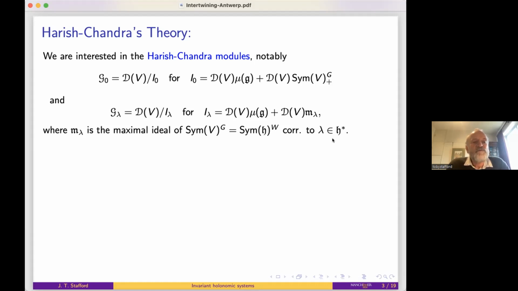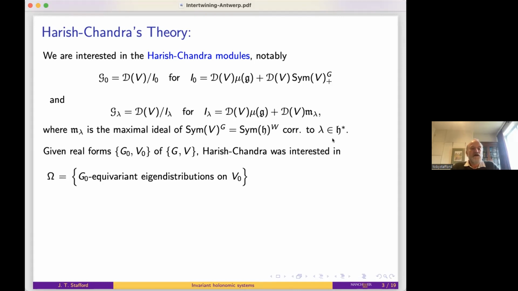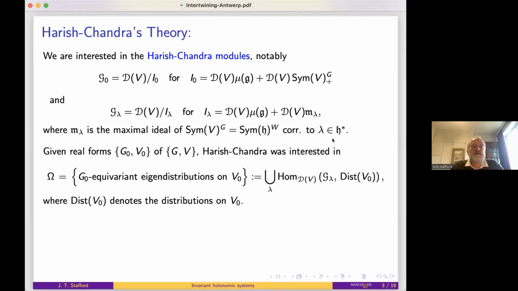So that was not what he was really interested in. He was interested in G-equivariant eigendistributions on V_0, where V_0 is now a real form of V, and G_0 is a real form of G. So what are these? Well, I can define them by a lemma by saying that it's just the union of the homomorphisms over D(V) from my G_λ's to distributions on V_0.